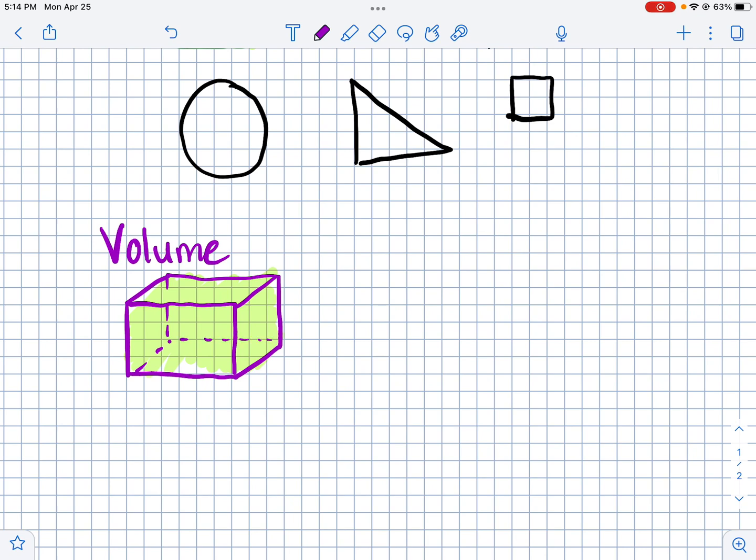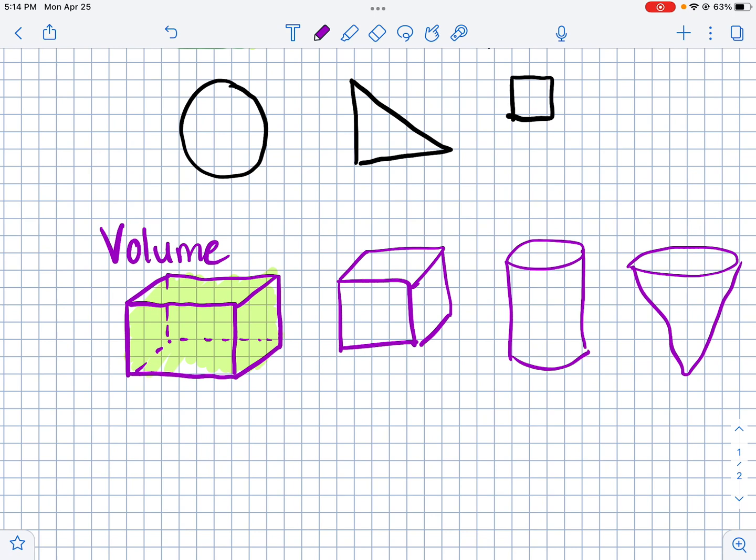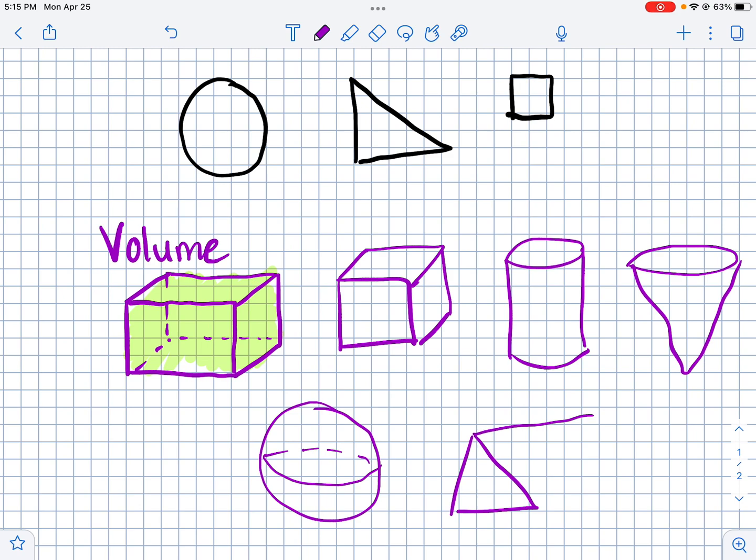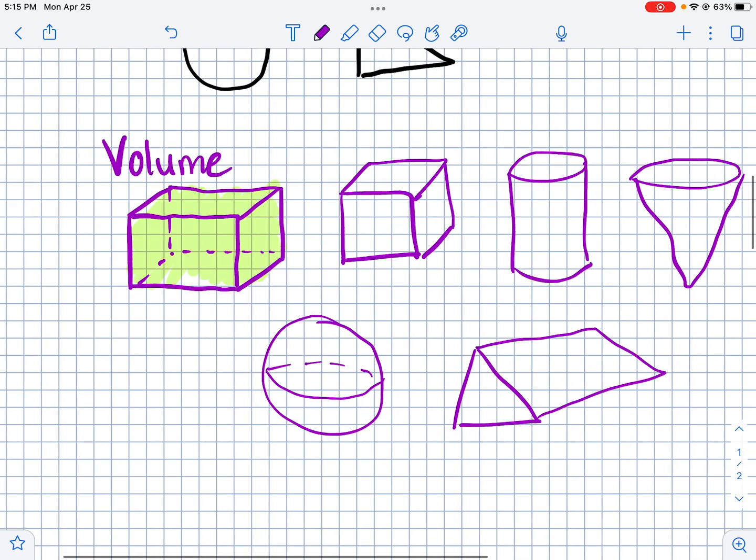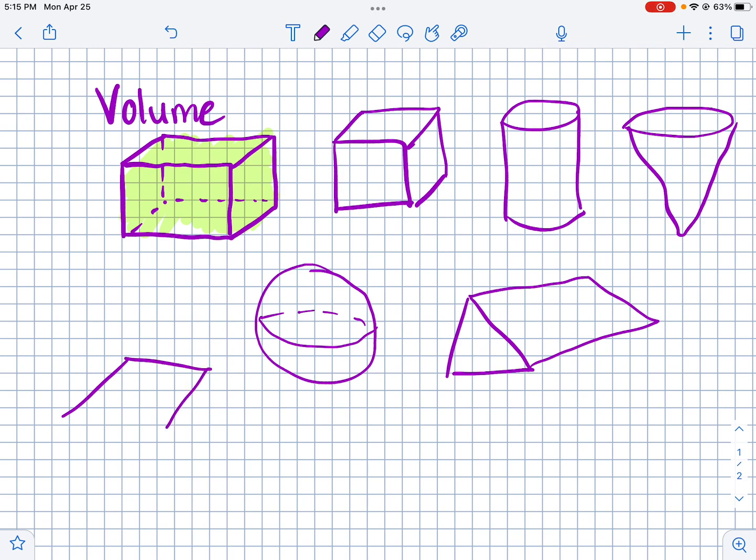And we're going to look at rectangular prisms. We're going to look at cubes. We're going to look at cylinders. Maybe some cones. Spheres. Sorry, triangular prisms. A pyramid, like a square-based pyramid. And the volume of all of these shapes is the same. It's just the space inside of all of these 3-dimensional figures.